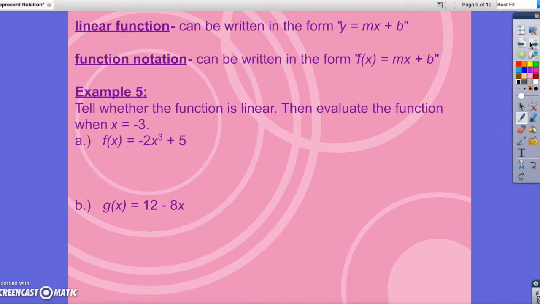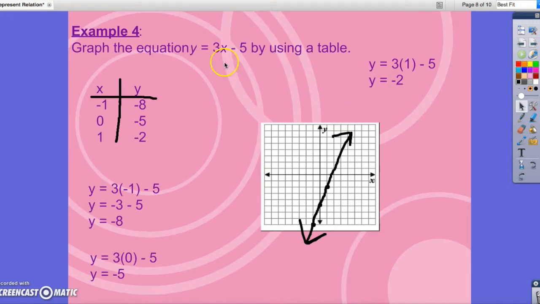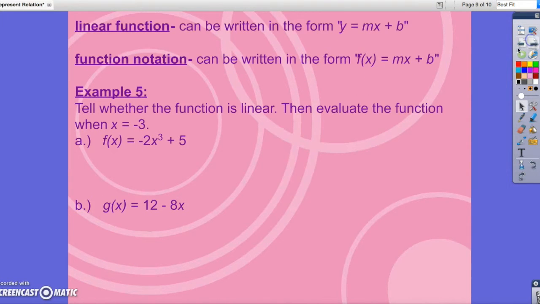All right, linear function can be written in the form y equals mx plus b. Function notation can be written in the form f of x equals mx plus b. So we're just replacing the y with f of x. Function of x is how I read that. F of x or function of x. So in order for something to be linear, it has to actually look like the form y equals mx plus b, a line equation. Just like if I go back for a second, this was y equals mx plus b, right? I have an x to the first power, I have a single y, all right?